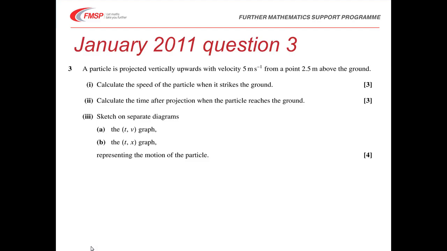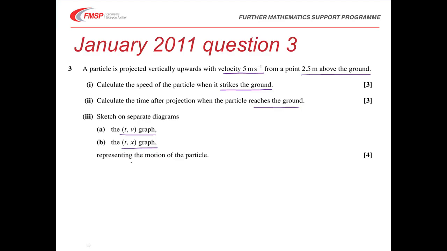Okay, let's do some questions then. So here's one which involves some use of Suvat plus a couple of graphs to sketch. A particle is projected upwards with velocity 5 meters per second from a point 2.5 meters above the ground, and we're asked how fast is it going when it strikes the ground, and at what time does it reach the ground. Then we're going to sketch a couple of graphs to represent the motion of the particle.